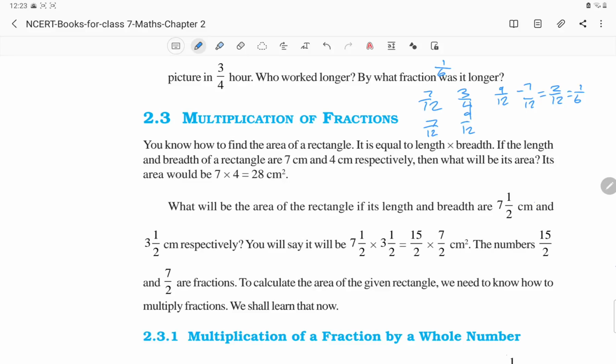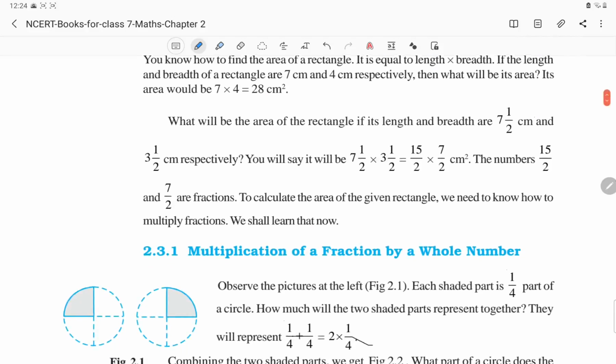To find an area of a rectangle, it is equal to length times breadth. If the length and breadth of a rectangle are 7 centimeters and 4 centimeters respectively, then what will be its area? Its area would be 7 times 4, which equals 28 centimeters squared. That's quite simple. We all know this part. Now, let's go into proper multiplication.